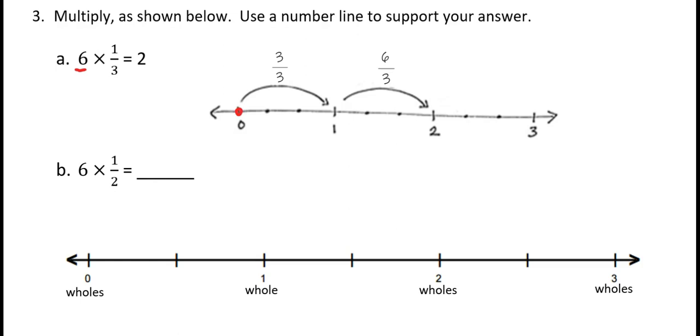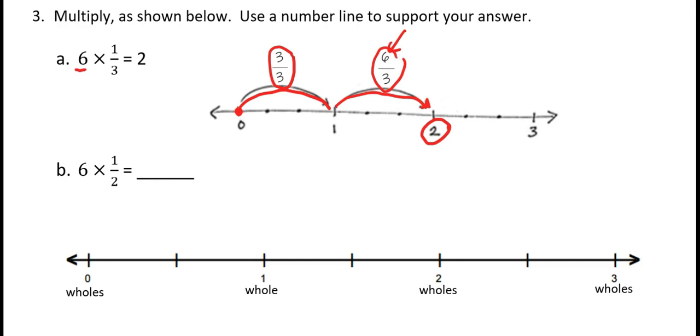We started at 0. When I hop from 0 to 1 whole, that means I've used 3 of the thirds. So I need 6 copies of the thirds altogether. That means I need to make another hop of 3/3. That gives me 6/3 altogether. 6 times 1/3 is 6/3, and I've landed on 2. This proves how 6 times 1/3 gives me 2 for a final answer.